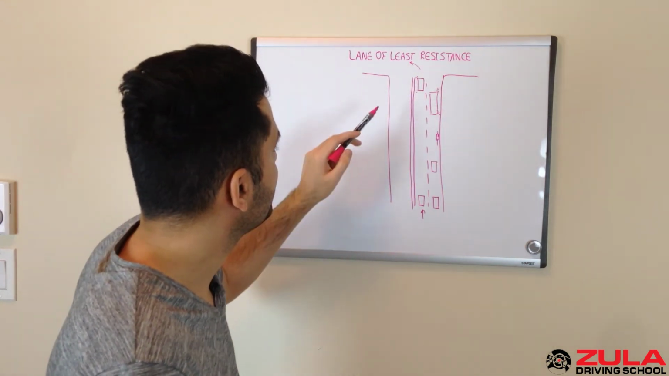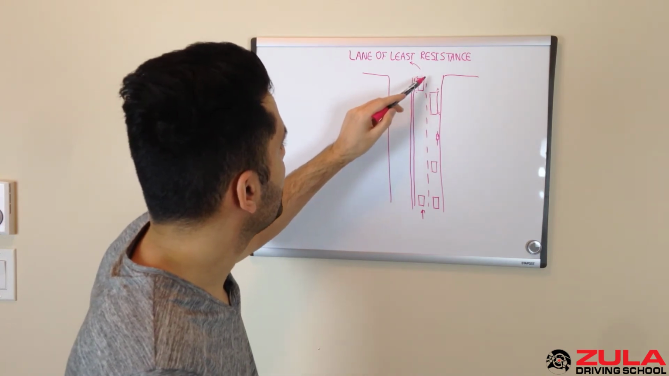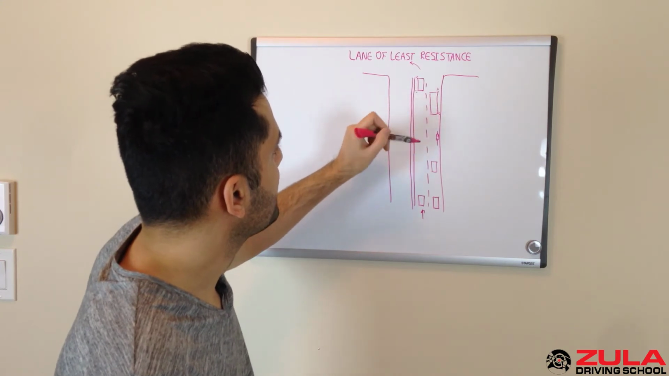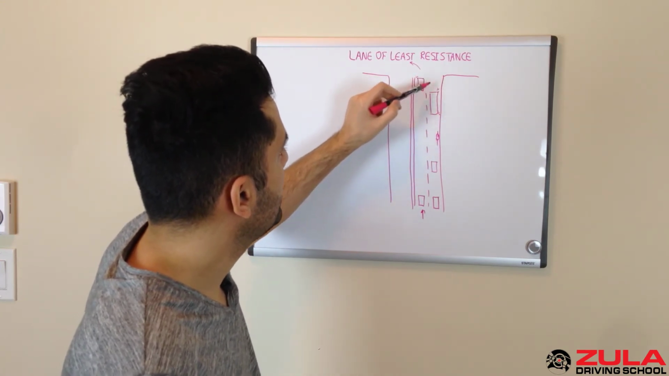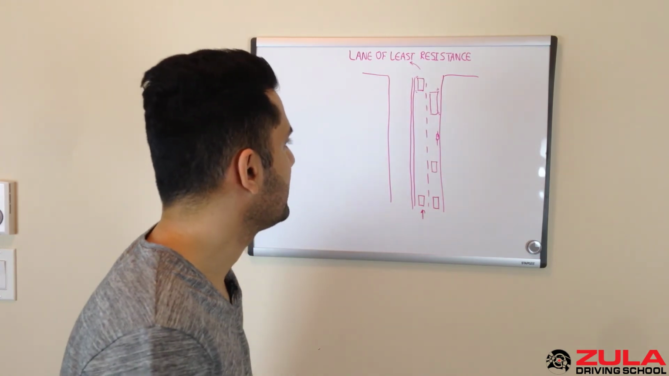This concept of lane of least resistance is for the city where, like I said, maybe there's no dedicated left turn lane, or there's an obstruction, or perhaps there's construction up ahead in one of these lanes, and so you would have to change lanes into the lane of least resistance.